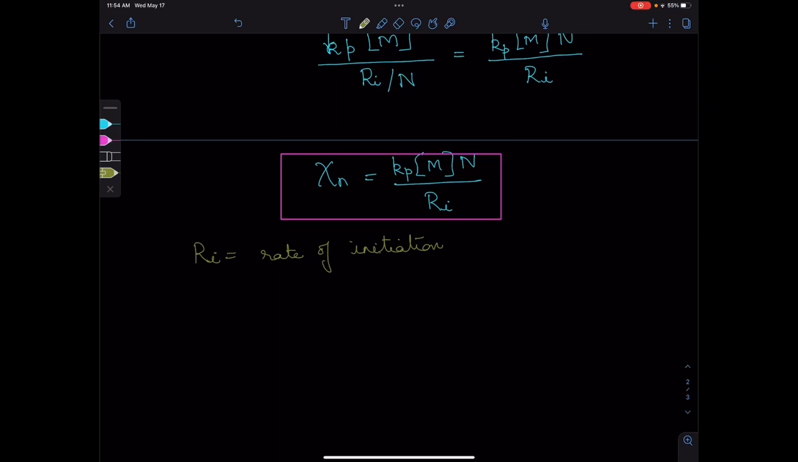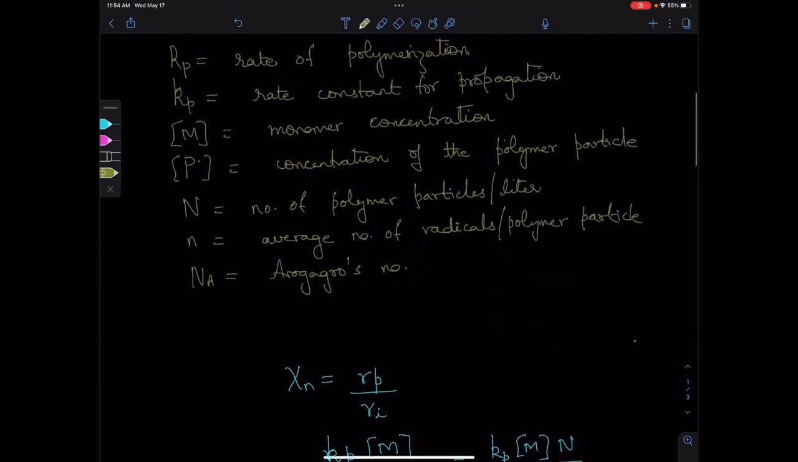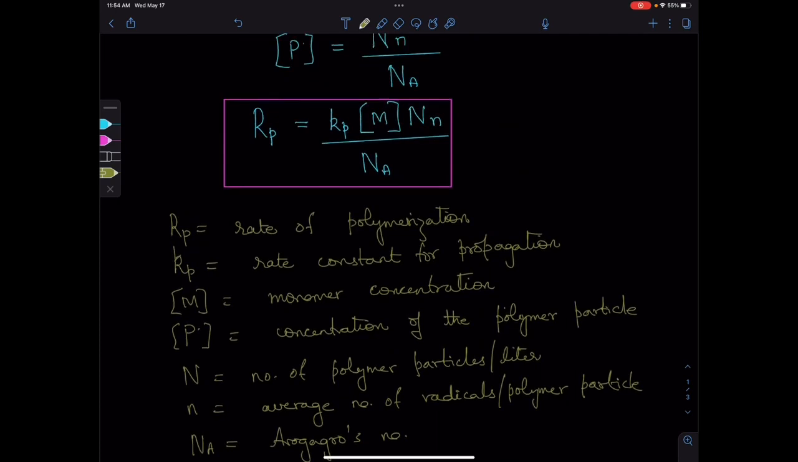We can see that we can increase the degree of polymerization by increasing N, the number of polymer particles, or decreasing Ri, the rate of initiation. We can increase the rate of polymerization by increasing N, the number of particles, and by increasing small n, which is the number of radicals per polymer particle, and small n can be increased by increasing the rate of initiation.